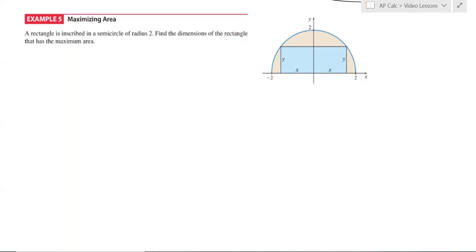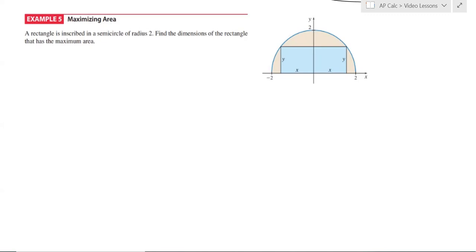So our first example here, we have a rectangle inscribed in a semicircle of radius 2, and we want to find the dimensions of the rectangle that has the maximum area. So I'm going to show you two ways to do this one. The first, we're going to use some geometric methods, and then we'll use some trigonometric methods. So either way will work.